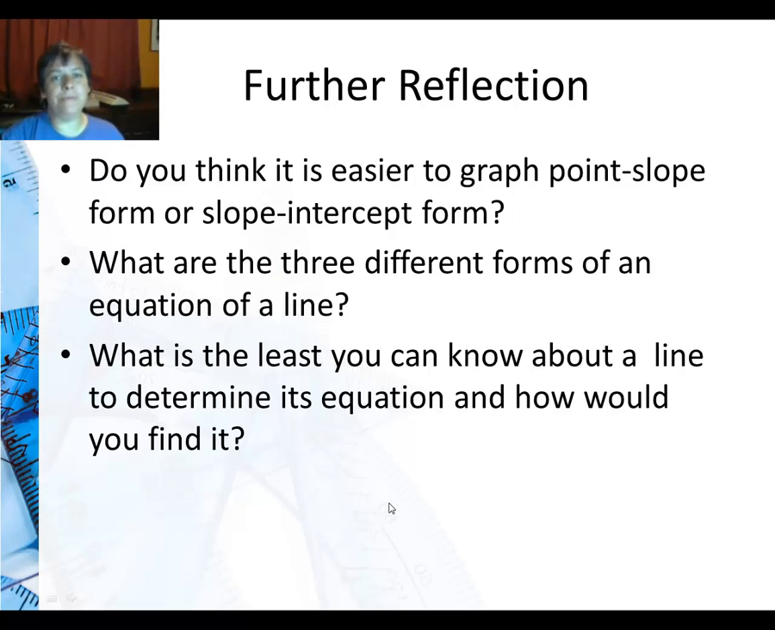So for further reflection, do you think it is easier to graph point-slope form or slope-intercept form? Honestly, I don't think point-slope form is that hard. It's just giving you a slope that's not necessarily the y-intercept. What are the three different forms for the equation of a line? We've got a really powerful one that I started with, a really pretty easy one, only if you have the right ingredients, and then the really ugly one. What is the least you can know about a line to determine its equation, and how would you find it?